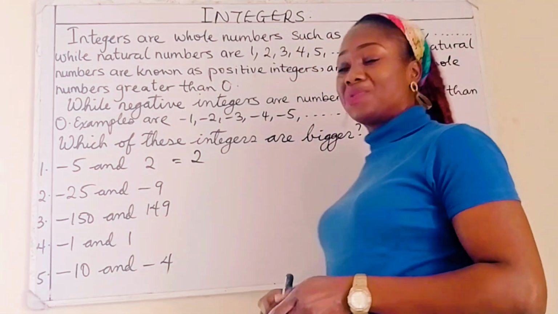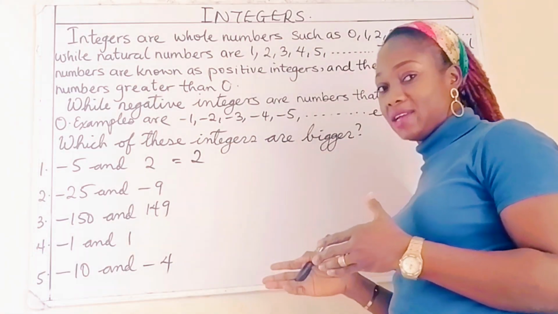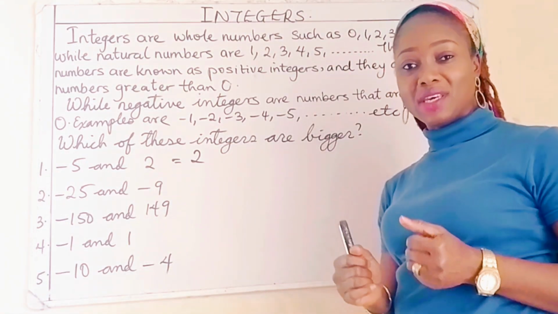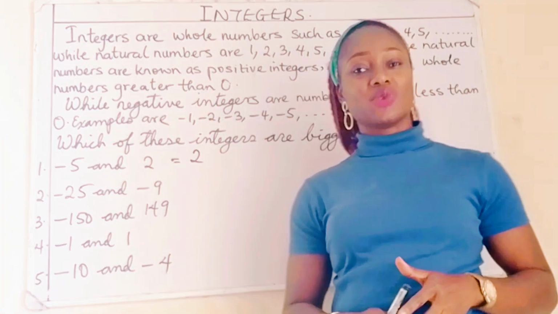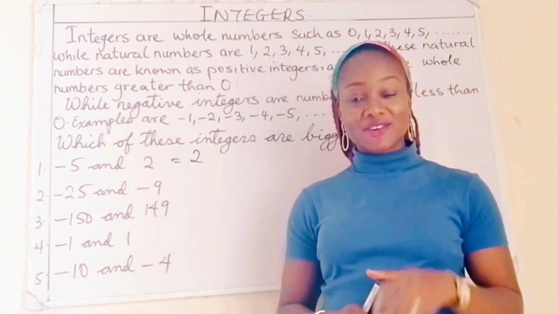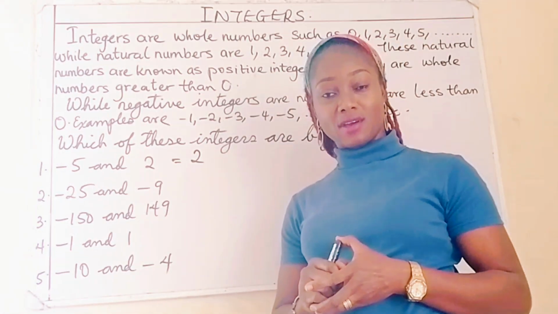Now, number 2, we have integers like -25 and -9. Which of these two integers is bigger? I know some of our friends will choose -25. But guess what? You are wrong. -25 is not the bigger integer.